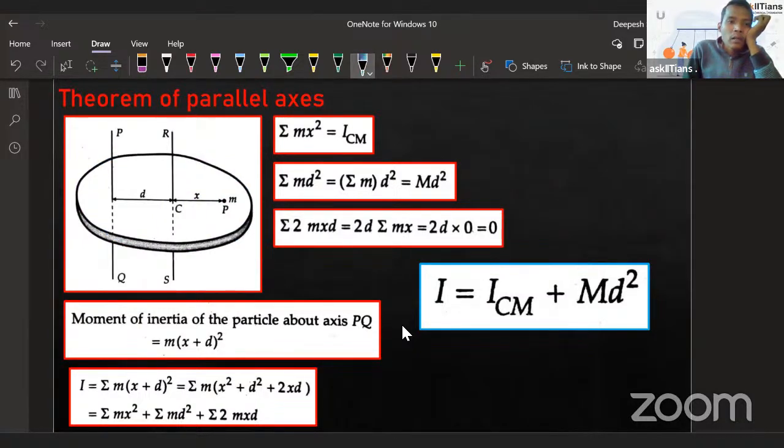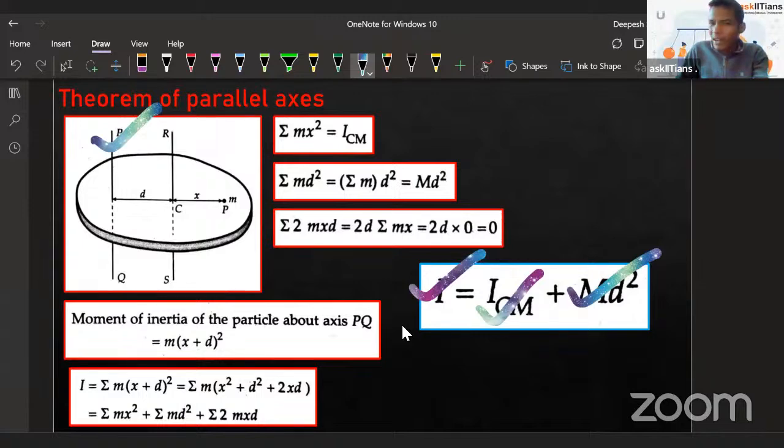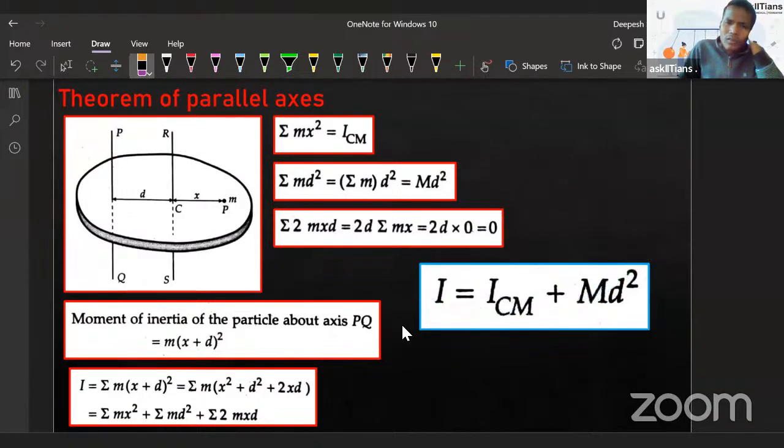But now I am given a random axis PQ. This is a random axis. There is no center of mass, there is no relevance of this axis right now. But the thing is, this axis is parallel to the axis passing through the center of mass, and it is at a distance of d. So if you want to calculate the moment of inertia along a random axis which is parallel to the axis passing through the center of mass, you can use the formula: moment of inertia is equal to moment of inertia along the center of mass plus md square. That's it. This will be more than enough to calculate the answer.